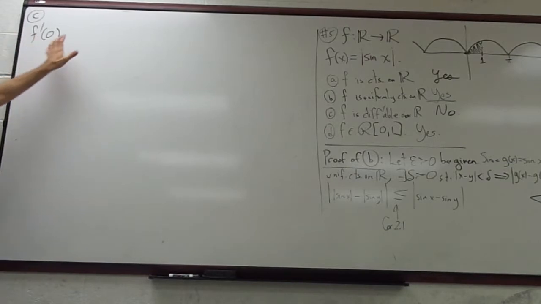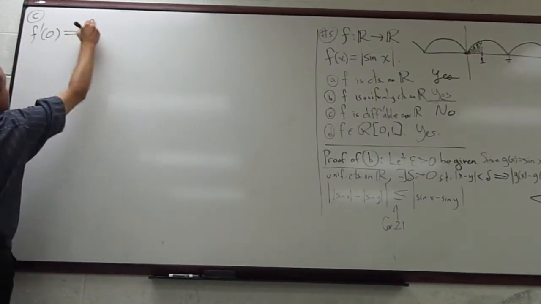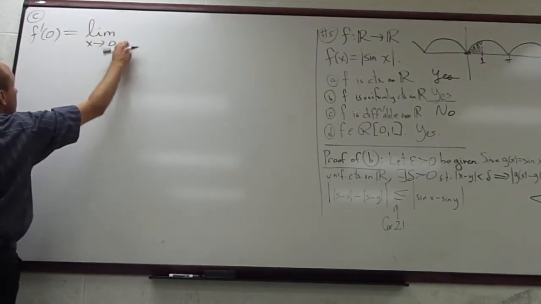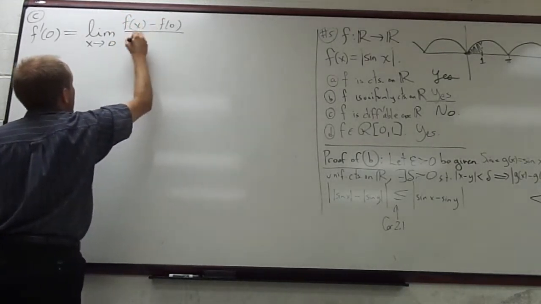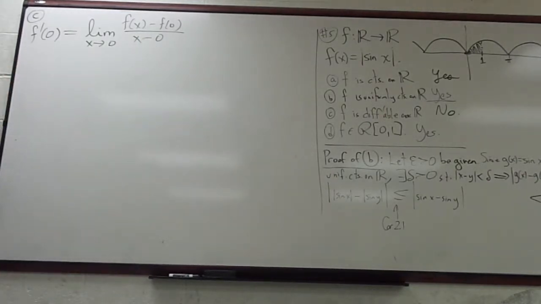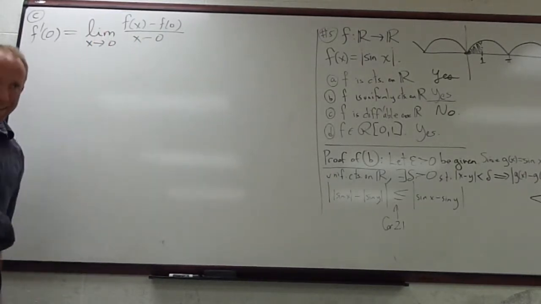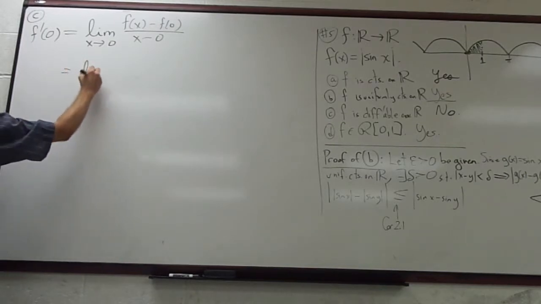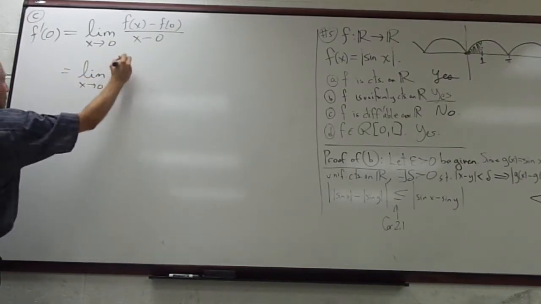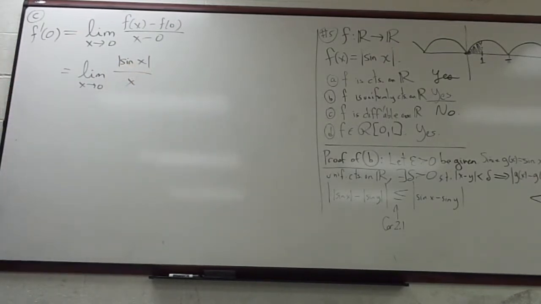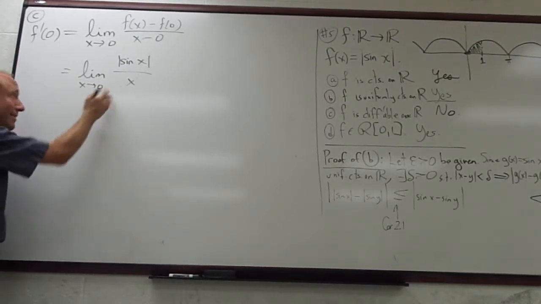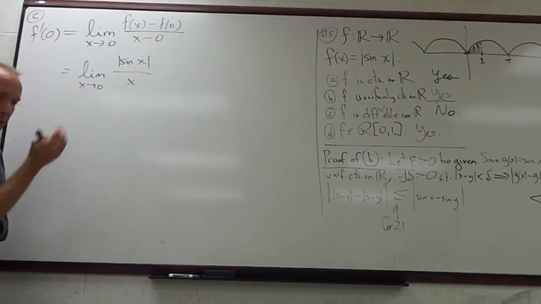Of course, the definition of it, which is something that you definitely need to know for the exam, is this limit of this quotient here, right? f of x minus f of 0 over x minus 0. And we would like this to not exist. And this is just the limit as x goes to 0 of absolute sine of x all over x. Okay? So looking at this limit, we would like it to not exist.